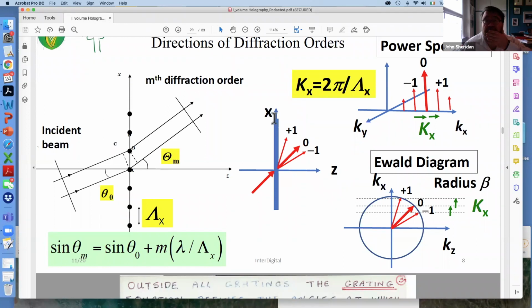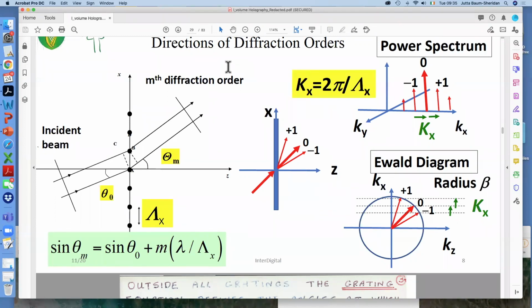Go on. Would you please be so kind to explain once more the difference between thick and thin gratings from the scatterer's point of view? Okay, so I will talk about that in much more detail later. I promise.